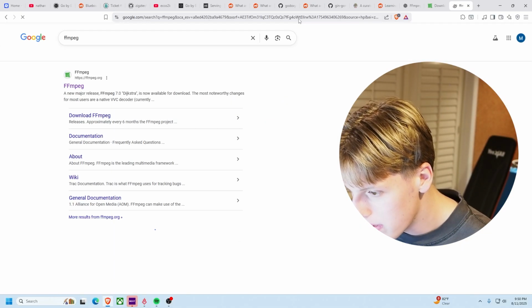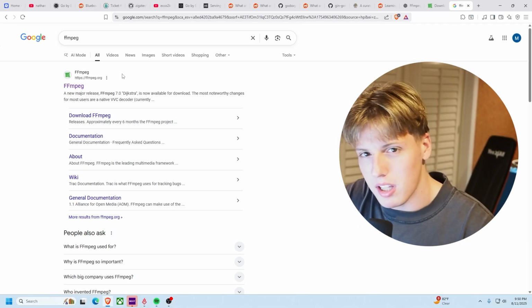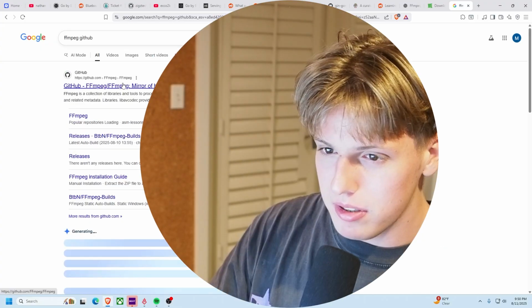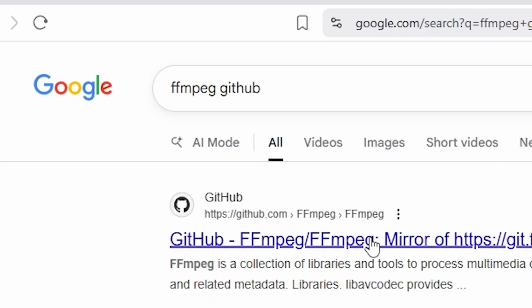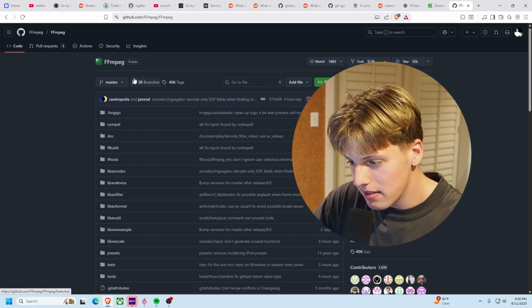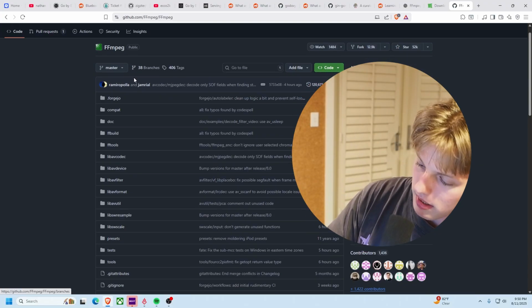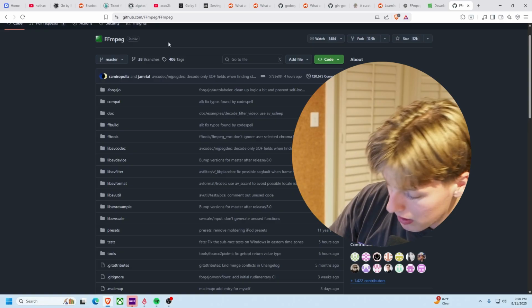But what makes FFmpeg really special and above almost everyone else is that it can't be bought out. FFmpeg is open source. You can search up FFmpeg GitHub in your browser and you will find it. And it is there. 52,000 stars, 1,500 people watching, and a ton of forks, and that is a lot of contributors. These people are literally making the internet.